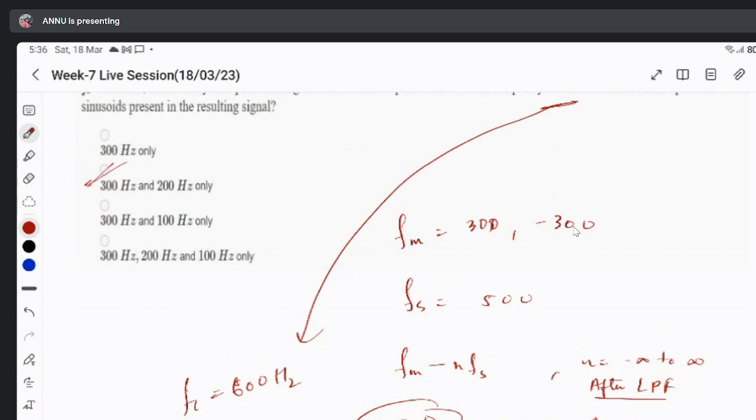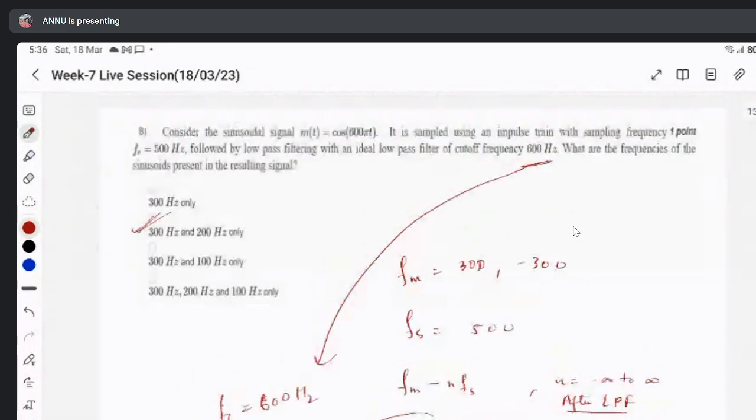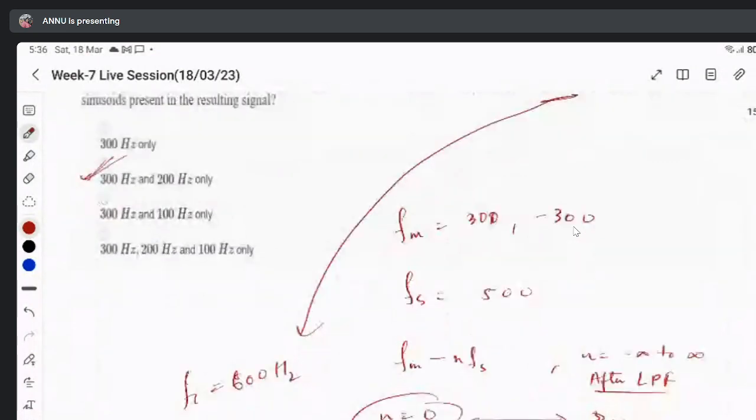500, 1000 minus 700, 1000 plus 700. Okay, we will not get 100. Then the answer is this one.